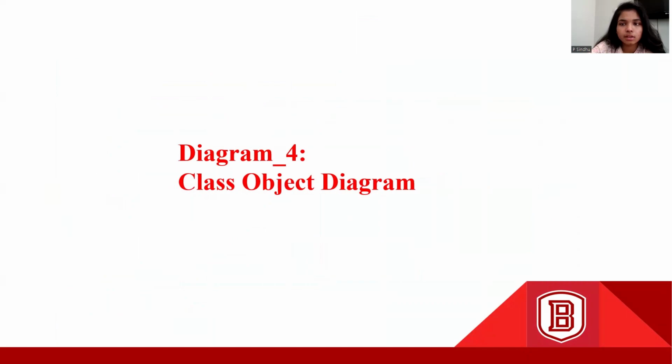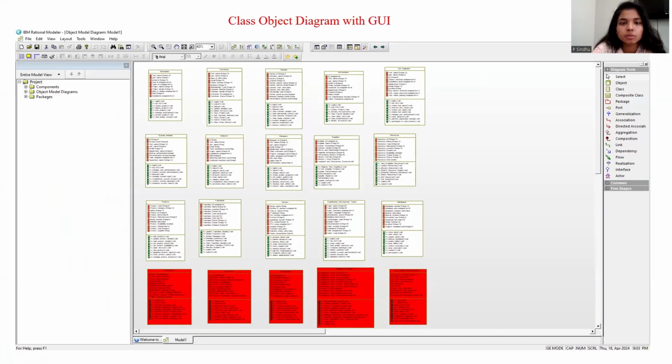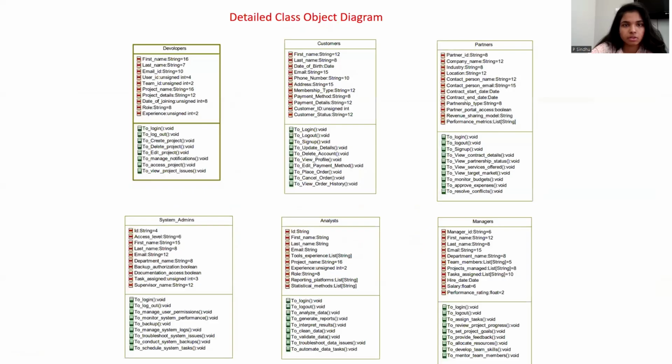Coming to the fourth one, it's the class object diagram, which describes the structure of a system by showing the system classes, attributes, and methods, where classes are represented by rectangles, with each class name presented at the top and its attributes and methods listed below. Attributes are the properties of an object, while methods represent the functions that objects can perform. This was the graphical user interface of the class object diagram. This was developed using IBM Rush. And this was the detailed class object diagram.